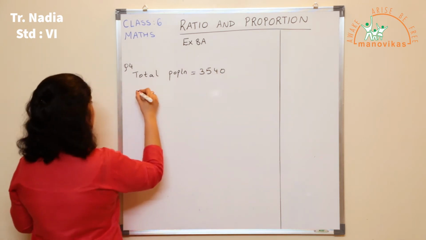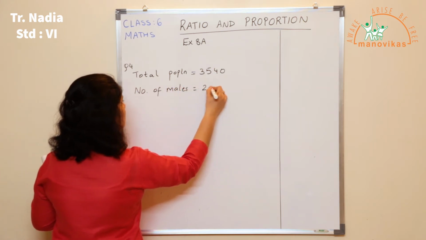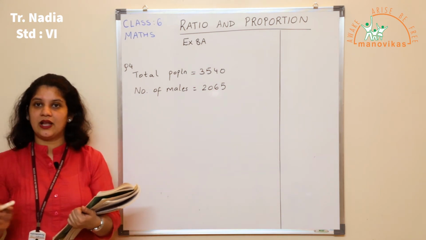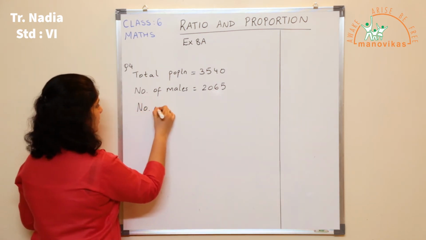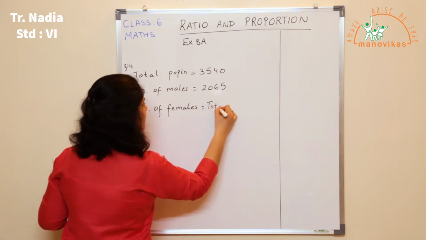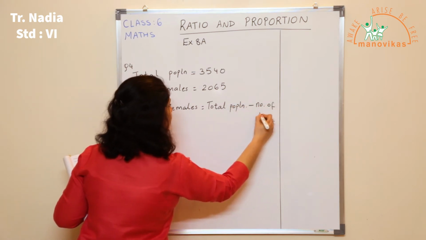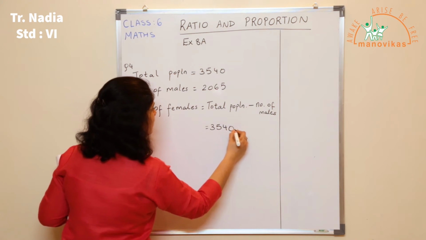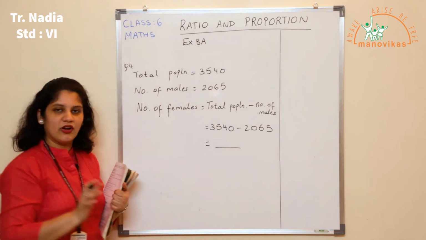Number of males is 2,065. Now you have to find the ratio of males to females, but the number of females is not given to us. But from this data, I can find the number of females. What I need to do is, from the total population minus the number of males. Okay, so from the total population, that is 3,540, if I minus the number of males, the answer that I get will be the number of females.